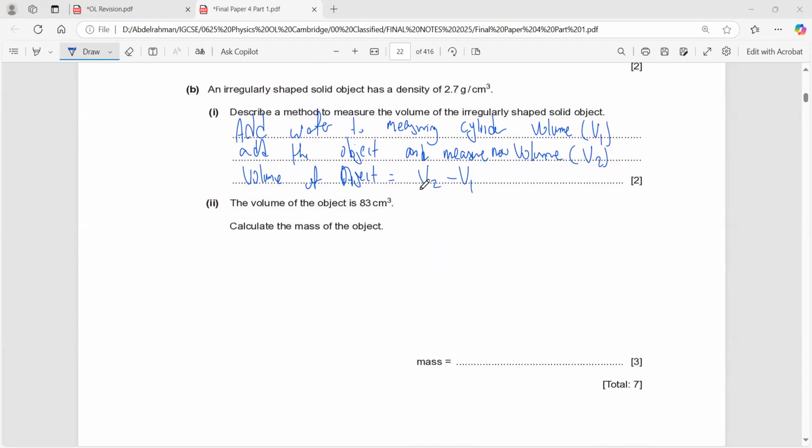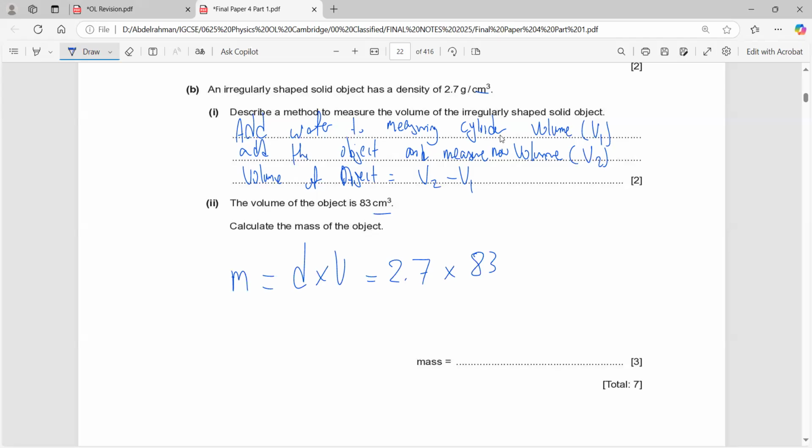Calculate the mass of the object. This one is easy. How can I find the mass? Mass equals density times volume. Of course the density is 2.7 and the volume is 83, and here it's centimeters cubed and centimeters cubed, so you do not need to convert anything. So 2.7 times 83, let me calculate, is 224.1. Okay, correct, bravo.